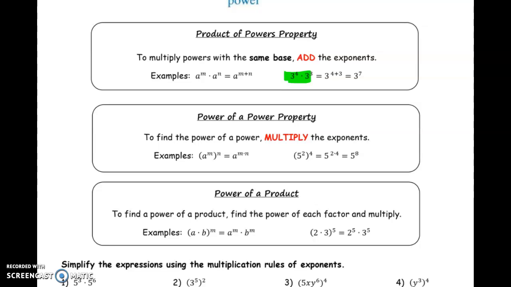When you have the power of a power, the one in the middle there, right? So when you have one exponent next to the other, you multiply those exponents. So you can see your example, 5 squared all to the 4th becomes 5 to the 2 times 4. You multiply the exponents, or 5 to the 8th. And then the last one is what happens when you have the power of a product. So the exponent is outside a set of parentheses. And what you do there is you essentially just distribute the exponent to each of the parts inside.